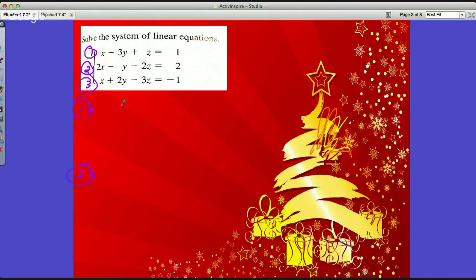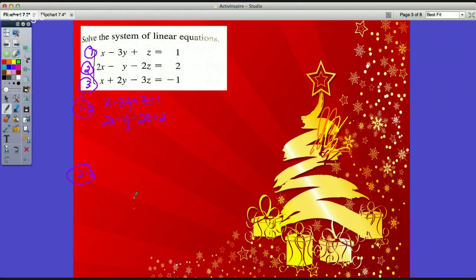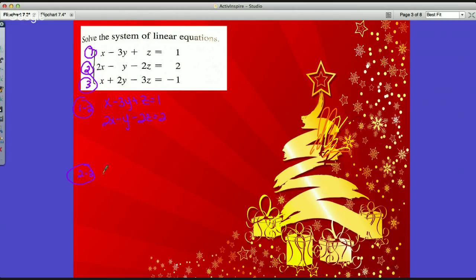Okay. So I'm going to put equation 1 up on top. x minus 3y plus z equals 1. And 2x minus y minus 2z equals 2. On the bottom here, let me do a different color. Let me do green here. 2 and 3 would be 2x minus y minus 2z equals 2. And x plus 2y minus 3z equals -1.